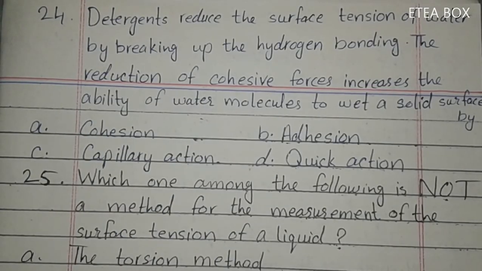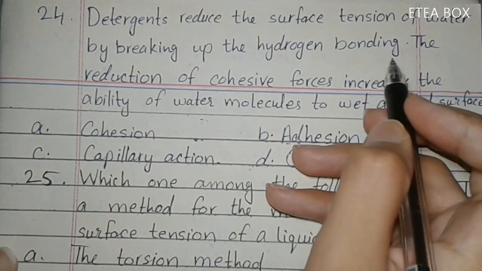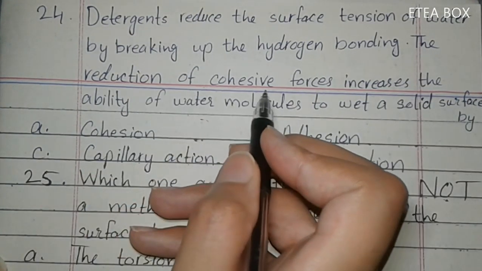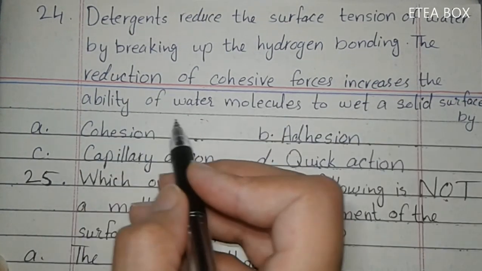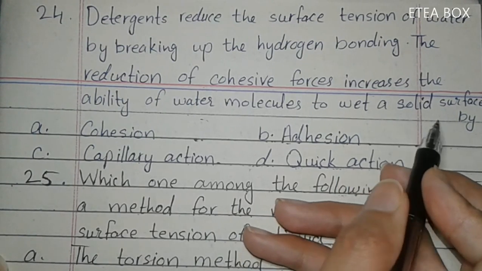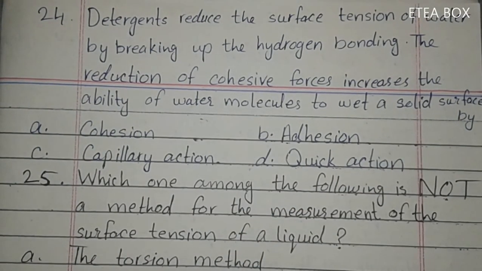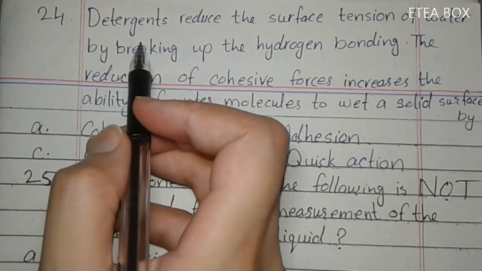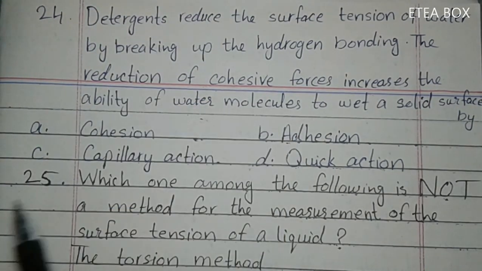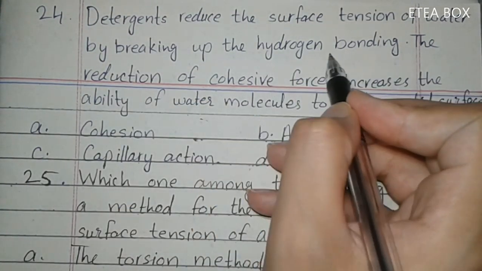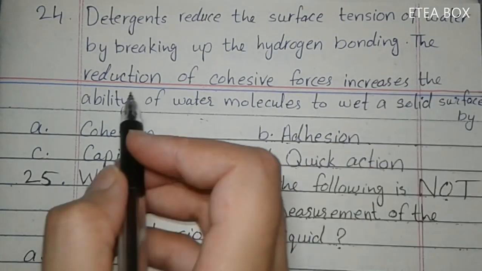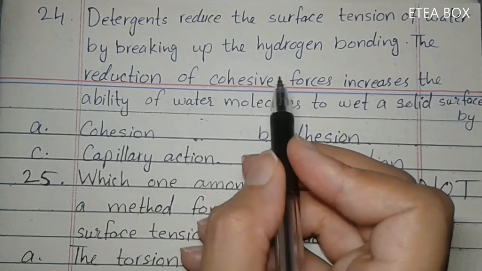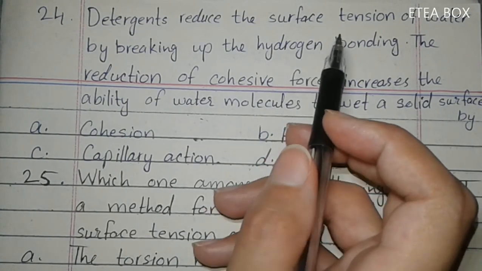Detergents reduce the surface tension of water by breaking up the hydrogen bonding. The reduction of cohesive forces increases the ability of the water molecule to wet a solid surface. So I told you in the previous MCQ that adding a soap to water reduces the intermolecular force, meaning the hydrogen bonding in the water, which in turn reduces the cohesive forces, which in turn reduces the surface tension of the water.